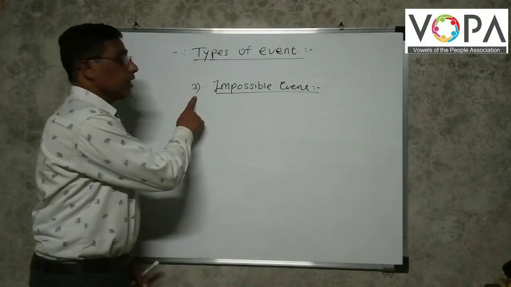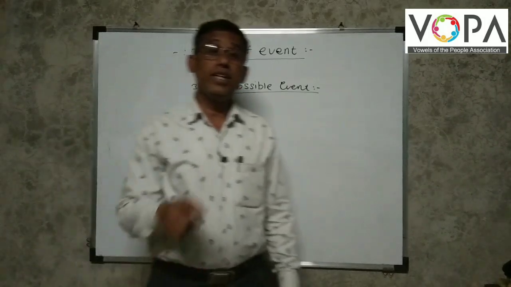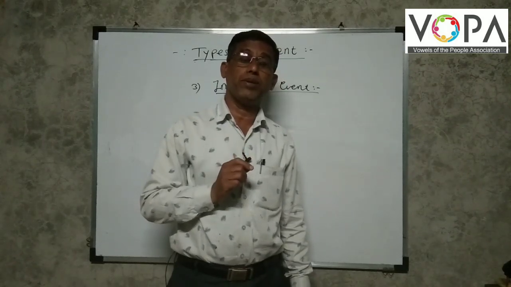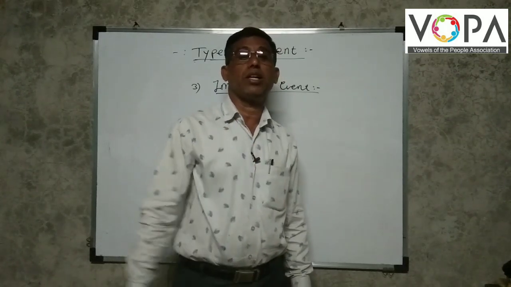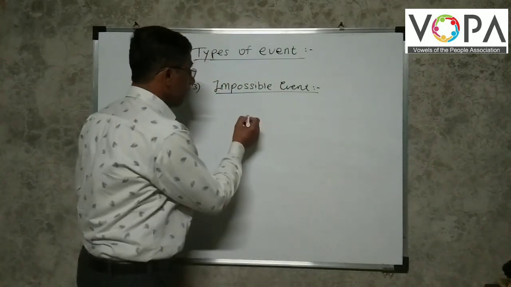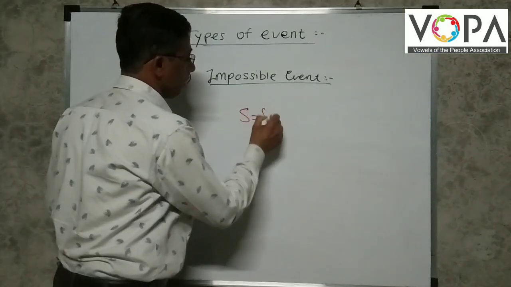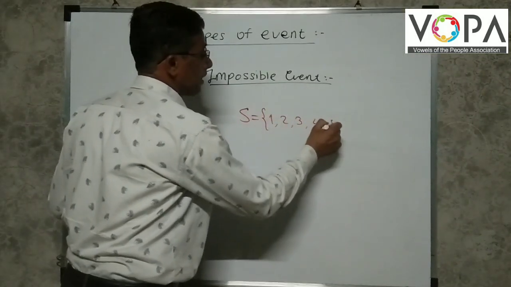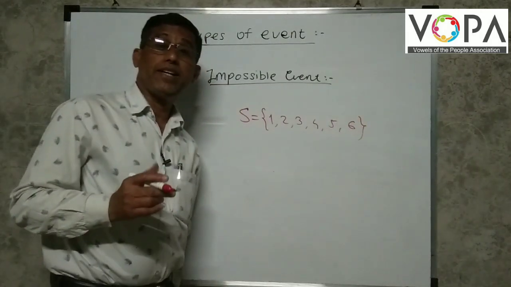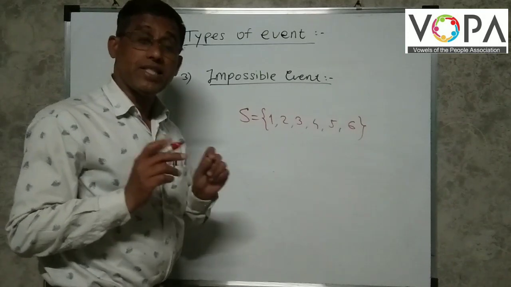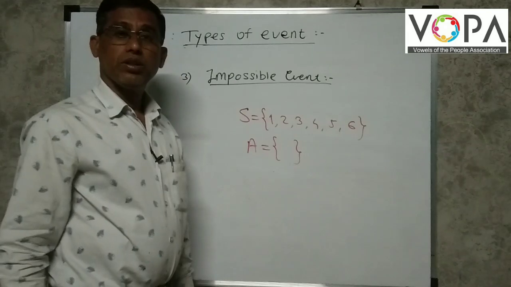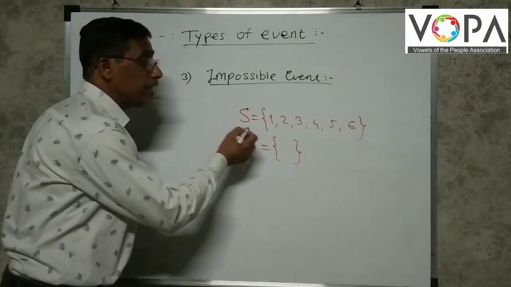Now we take third, impossible event. When there are n possible outcomes of a random experiment, but no outcome favors an event, then the event is called an impossible event. For example, a die is thrown. What we get? 1, 2, 3, 4, 5, 6. Let A be an event of getting a number greater than 6. Then A is equal to, therefore, this is an impossible event.